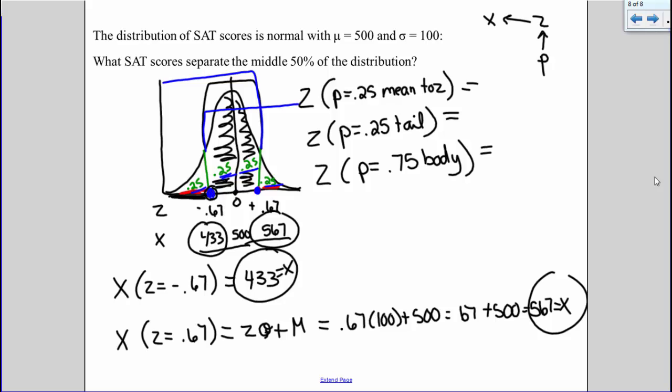And I went through a lot of examples just because I want you to have a lot of practice with using the unit normal table to find these values and to really be able to visualize what kind of p-value you're looking for in the table, be it a mean to z, a tail, or a body.